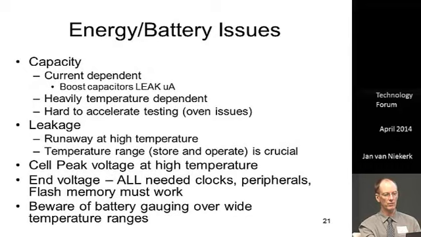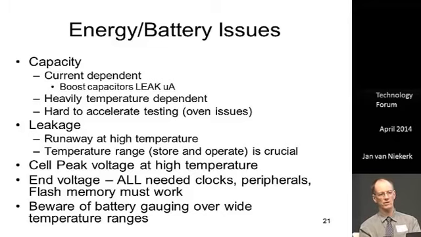And temperature is one of the key issues. I guess, yeah, here it is. The capacity is very current dependent. In other words, if you draw more current out of a battery, it depletes faster than what you thought. It's also heavily temperature dependent. If the battery is cold, it will never give its specified capacity. And if you think you can test that in a temperature oven, good luck, because it will literally take you months to test. It's very hard to accelerate these tests and get to realistic results.